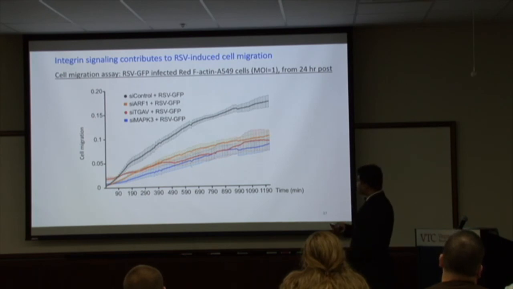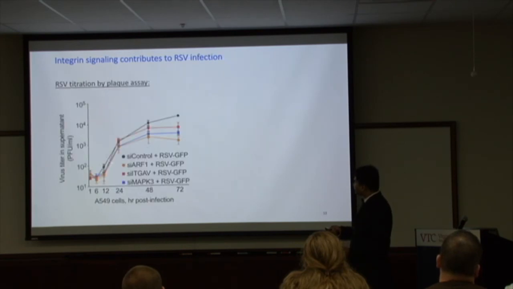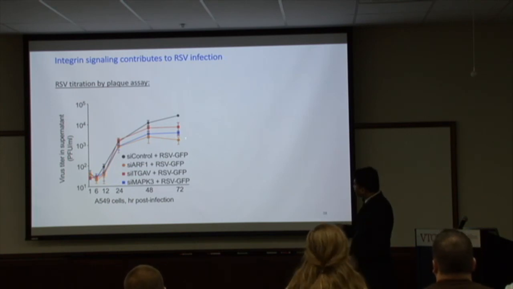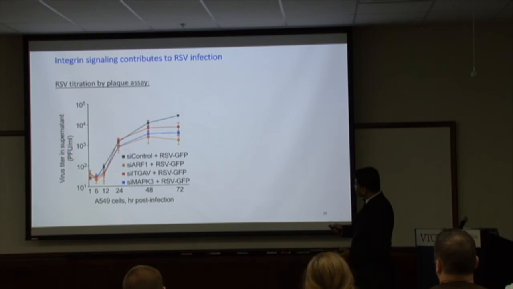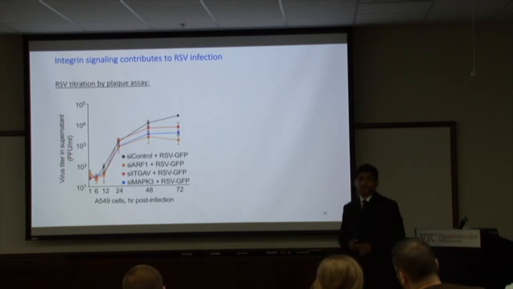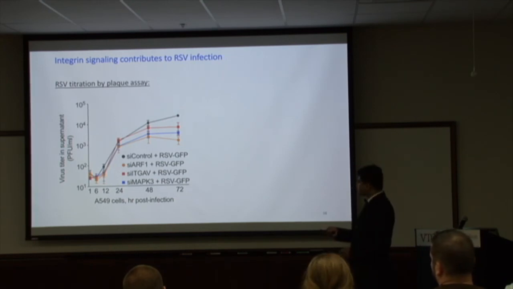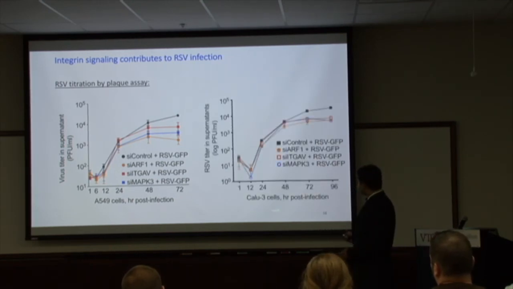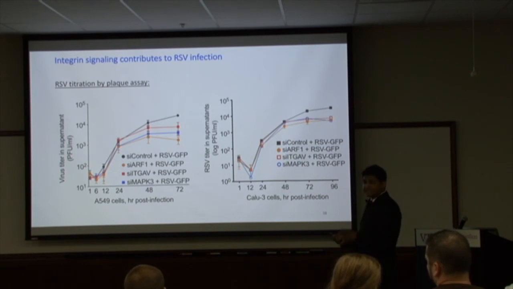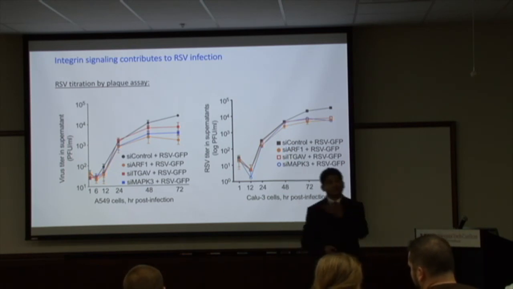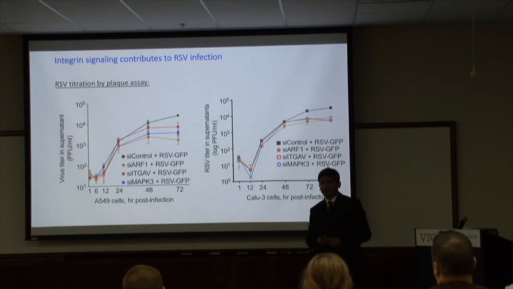If that is true, then we also look at the total virus production. When we quantified that, you can see ADP ribosylation factor 1 and integrin alpha showed the highest reduction, but there is an indication for MAP kinase, not necessarily as high as ADP ribosylation factor 1. We also recapitulated the result in the CALU3 cells. So there is an indication that integrin signaling may be involved in the RSV infection process.